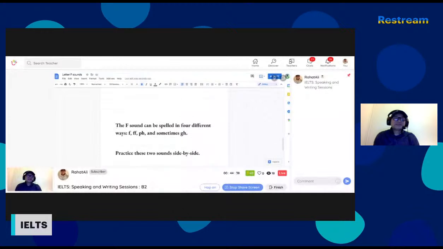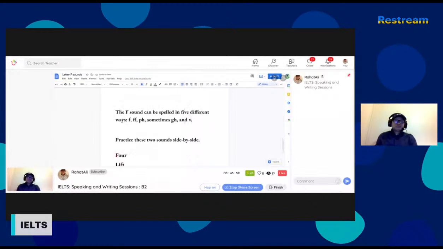And the F sound can be spelled in 4 different ways. Basically, it's 5. It should be F, double F, PH, and sometimes GH. Basically, it should be 5, not 4. And V. So practice these 2 sounds side by side.